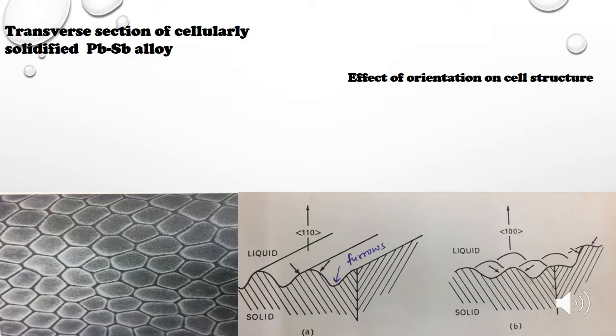In this slide you can see the first figure from the left. Hexagonal cells are formed during cellular solidification of a Pb-Sb alloy, and in the subsequent figure you can see the effect of orientation on the cell structure. In the 110 growth direction, elongated cells are developed, whereas in the 100 growth direction, nodes are developed. This is the location region of 111 orientation, and this varies from crystal to crystal.